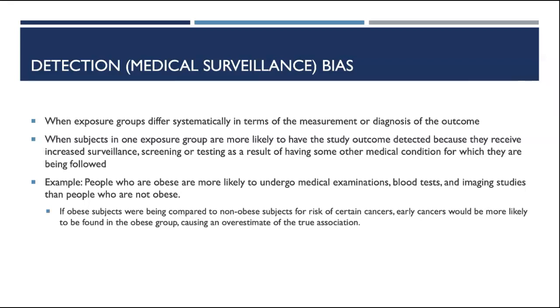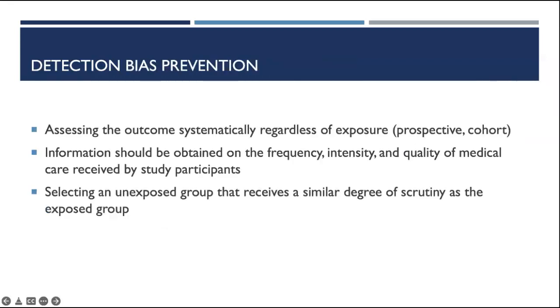If that group who is obese is getting medical care, is being screened for different things at a higher rate compared to people who are not obese, you're more likely to find the presence of something like a cancer in that group that is undergoing that clinical care, those checkups on a more frequent basis, versus another group that is not. So there are several things we can do to try and reduce the impact of detection bias.